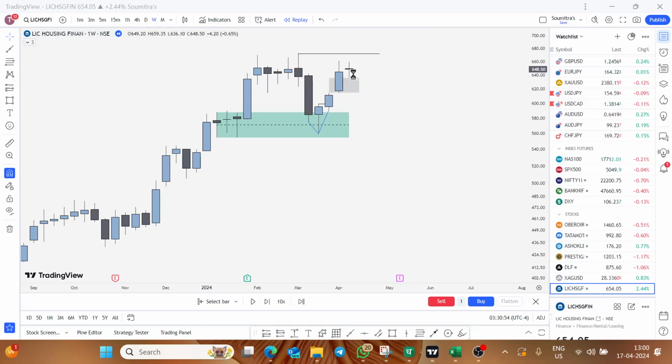So price may start Monday from somewhere here, then sting into this bullish fair value gap and then run towards this drawn liquidity towards the end of this week. So based on that, we move to our 5 minute chart in Monday's trading. Let us see that.